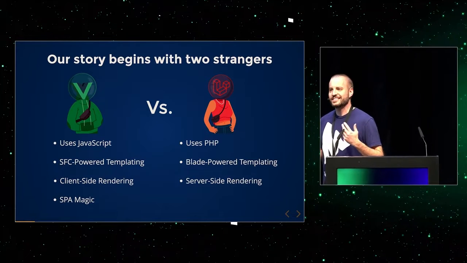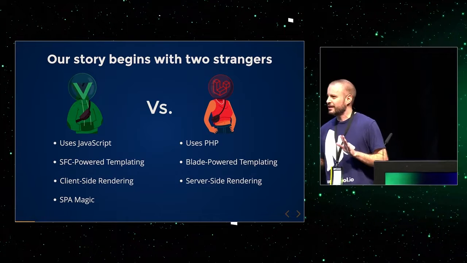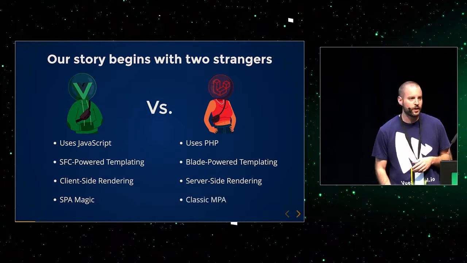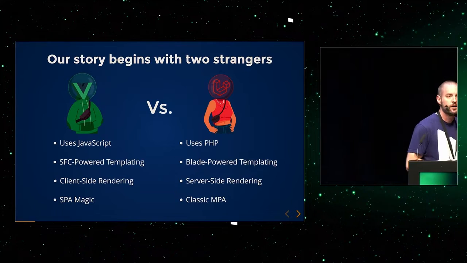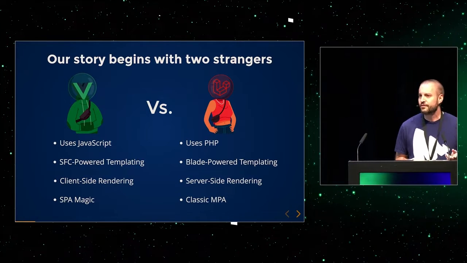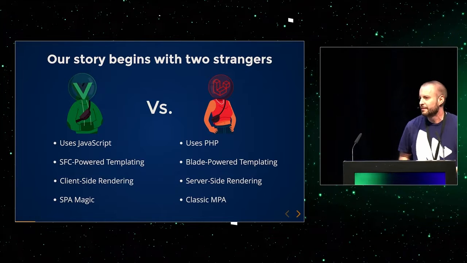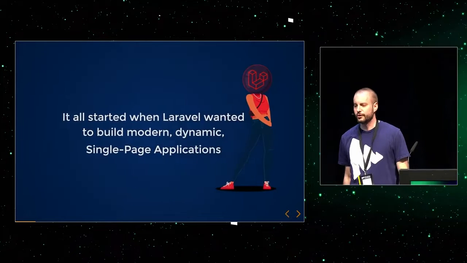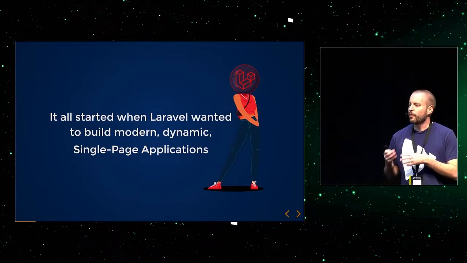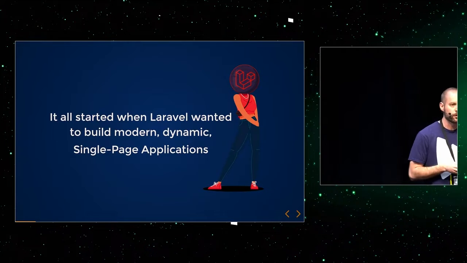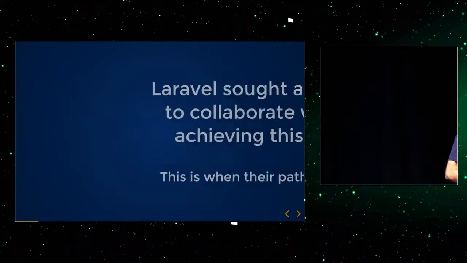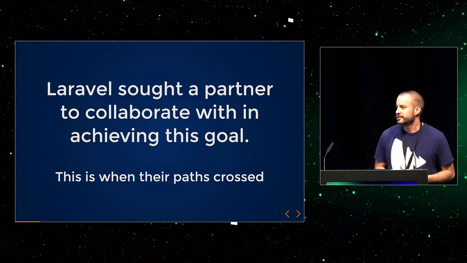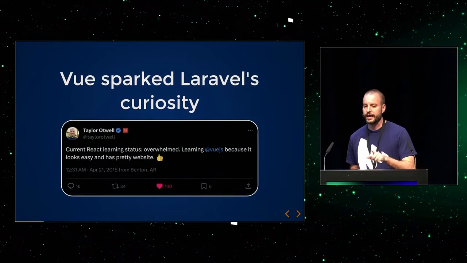With Vue, we get this nice SPA magic, though. And this is kind of what Laravel was after in this relationship. Because Laravel has a classic multi-page application architecture. That means every time you visit a new page, you're having to re-download basically everything, from navigation to page to footer to all the things, right? So it all started when Laravel wanted to build more dynamic and modern single-page applications. Therefore, Laravel sought to partner with Vue in order to achieve its goal.